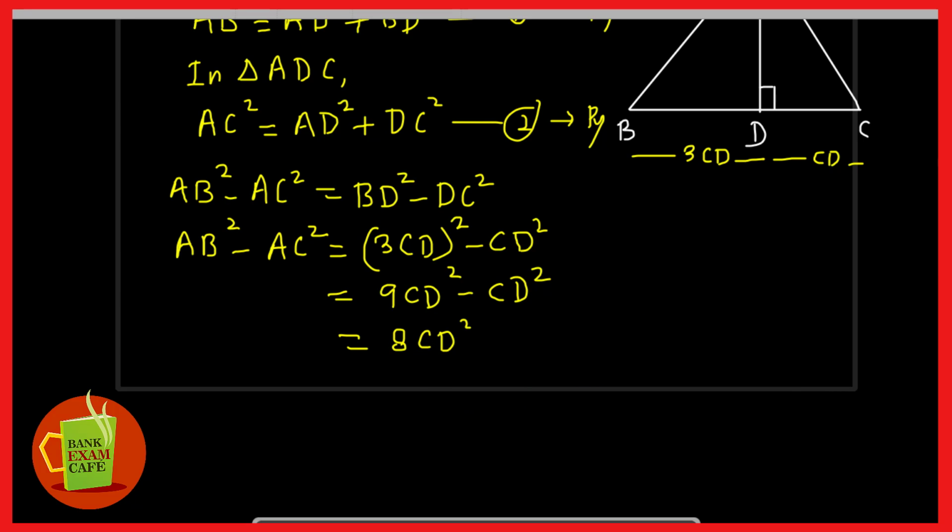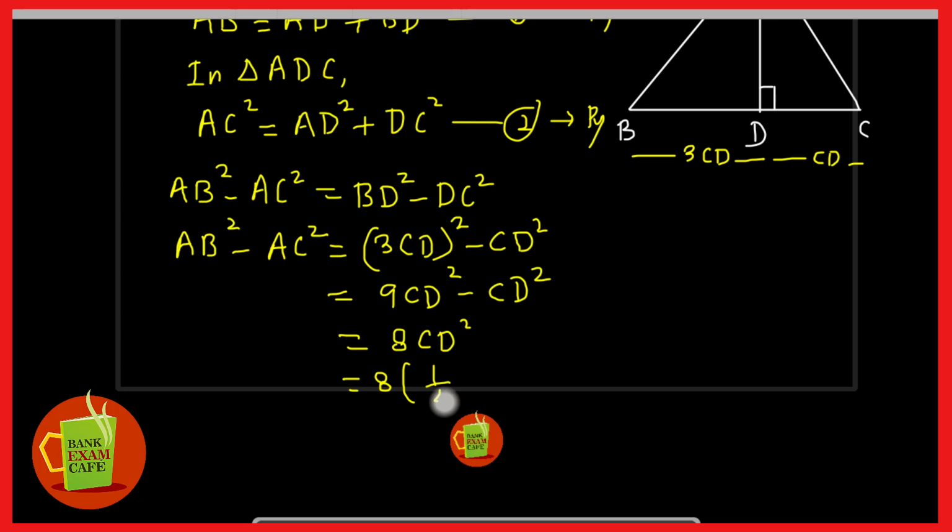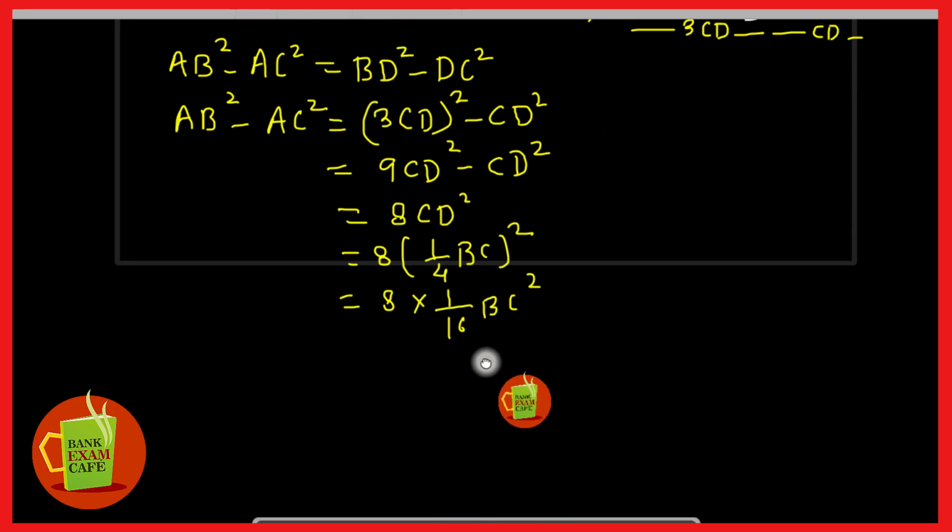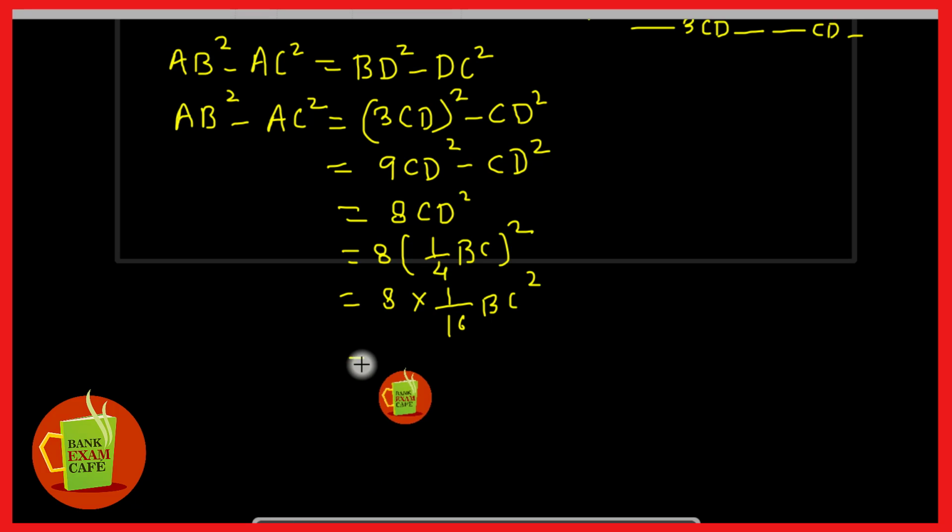But now here CD we can write in terms of BC as what? It will be 1/4 of BC, correct? CD is equal to 1/4 of BC. So which is equal to 8 into (1/4 of BC) square. So which is equal to 8 into 1/4 square, that is 1/16 BC square, which is equal to 8 ones are 8, 8 twos are 16.